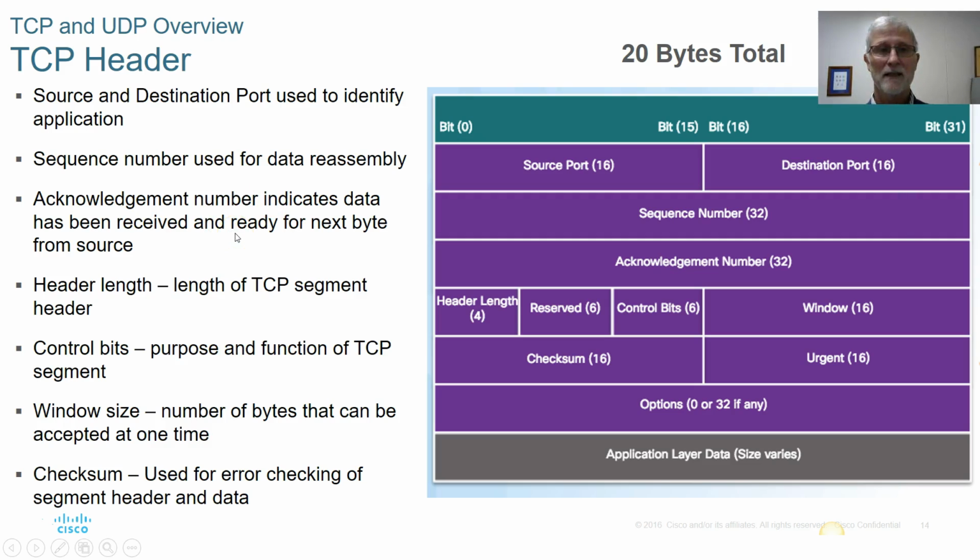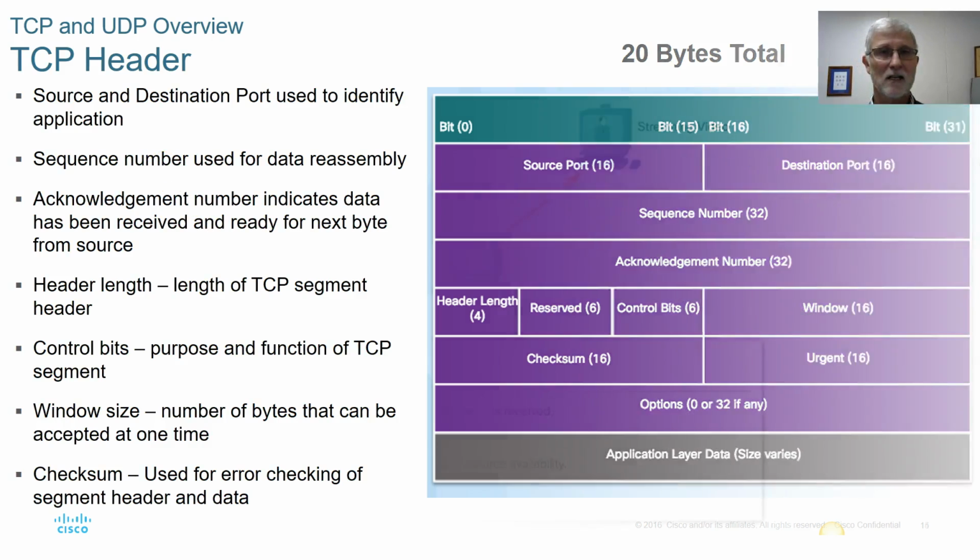The sequence number is used for data assembly. The acknowledgement number says which data has been received and is ready for the next byte. So you sent me bucket 2, and I'm expecting bucket 3 next time. That's what the acknowledgement number gives you, that information. Control bits control the application for the segment. The window size is how many bytes I can take at one time. And then checksum, like I said, is for error checking. Did I get a clean packet?